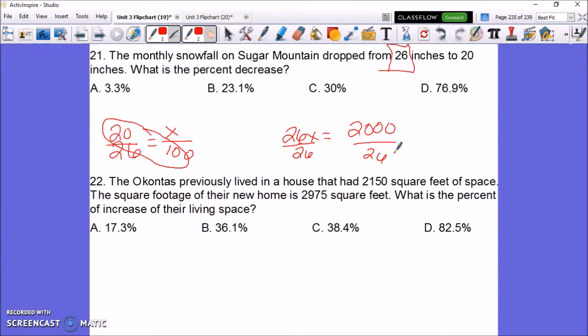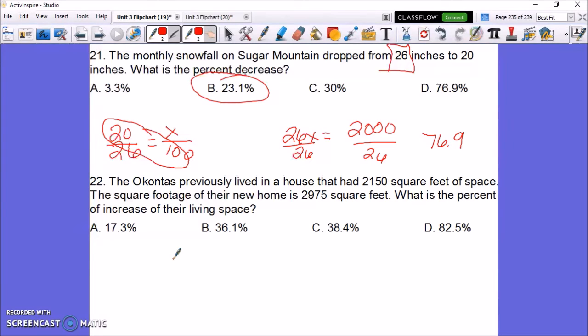We then are going to divide both sides by 26. And 2,000 divided by 26 gives us 76.9. But that is not our answer. Remember, we have to subtract from 100. So we're going to subtract from 100, and that is going to give us 23.1%. Your answer will be B. But if we start at 100% and go down to 76.9%, that means we went down 23.1%.